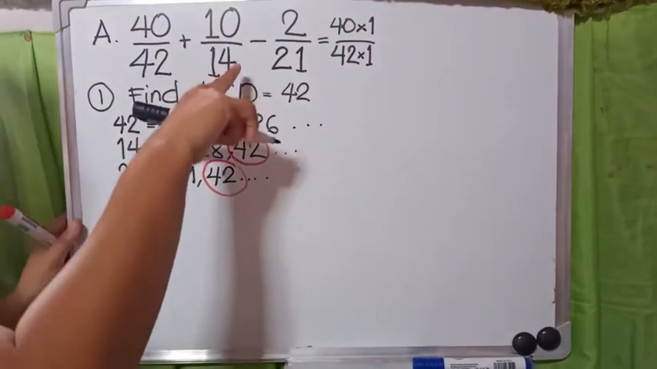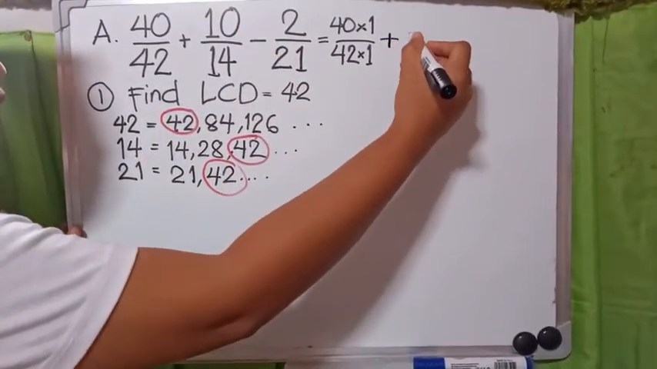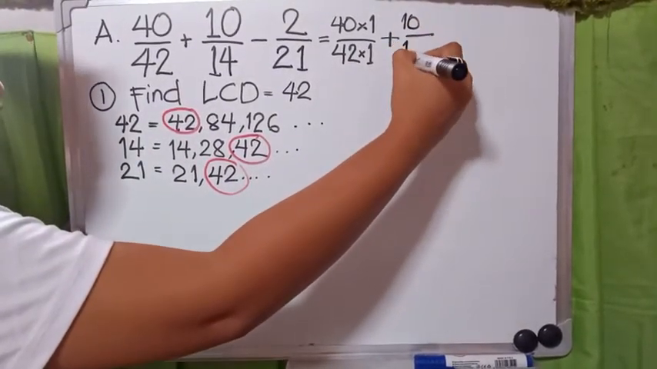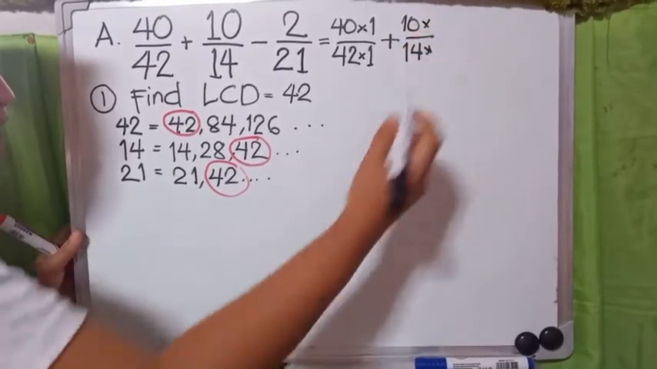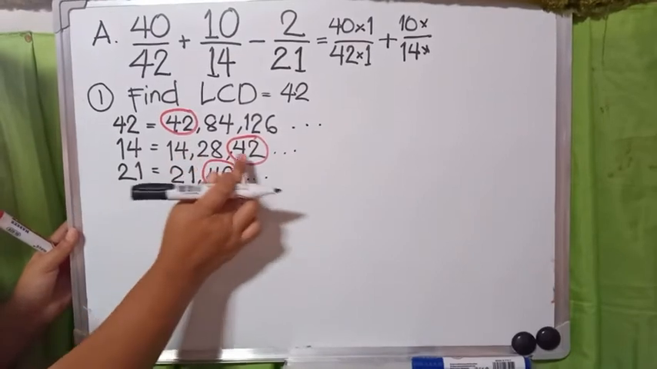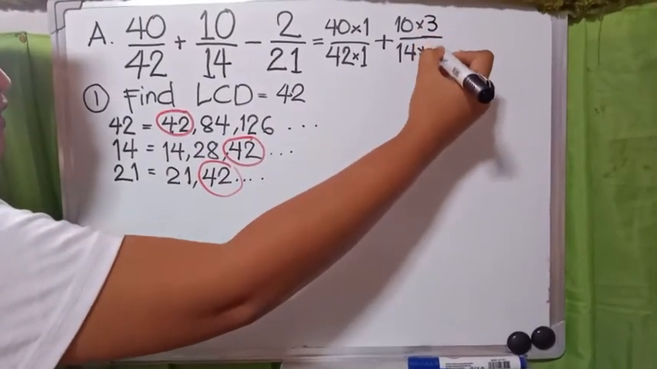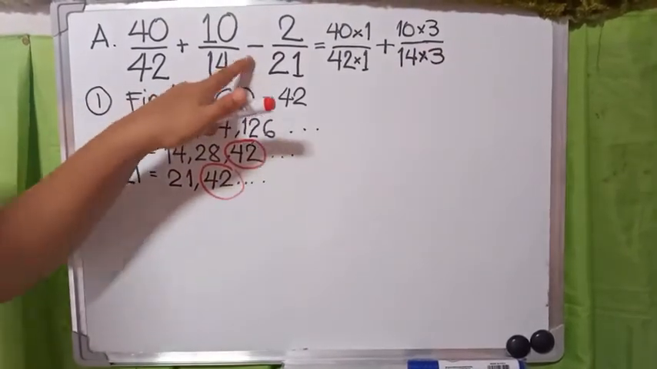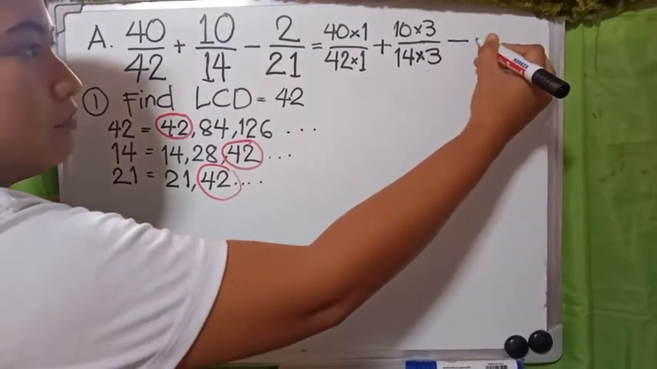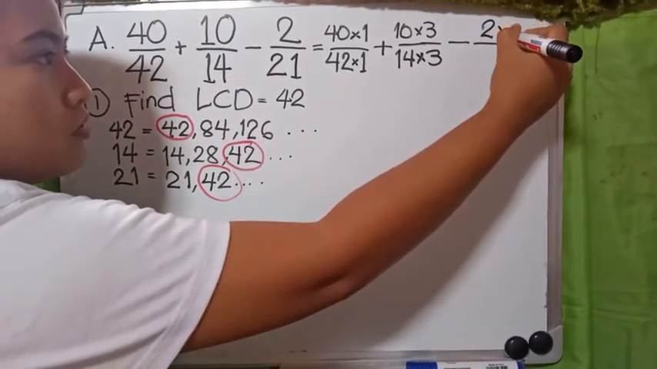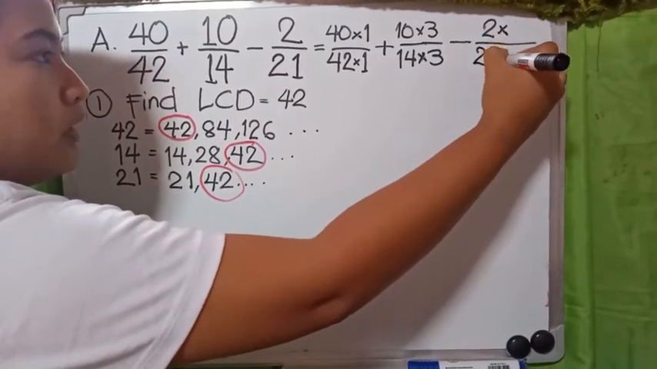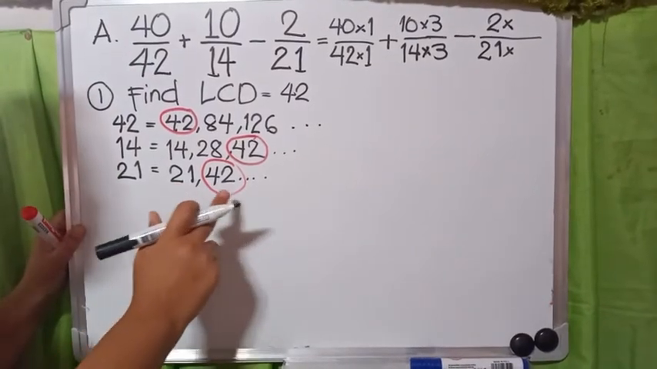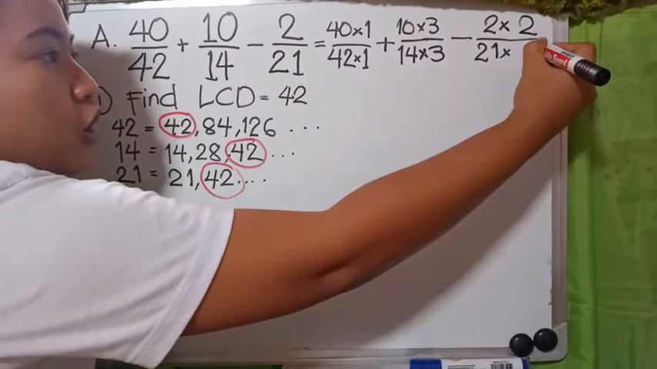How about 10 over 14? Do not forget the operation. Copy 10 and 14. How many do we need to multiply? We'll count 1, 2, 3, so we'll multiply both numerator and denominator by 3. And the last one, minus 2 over 21. How many do we need to multiply? We'll go back to our LCD. We count 1, 2, so we'll multiply it by 2.